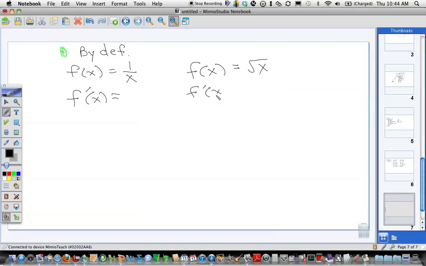Now we know what the answer should be by the power rule, right? Because we know this is x to the negative 1, and we know this is x to the 1/2. So we know what answers we should get at the end. But I want us to be able to get them by going through the long way. I guess this would be the short way now, right? This would be the long way. Okay? So you're going to do each of those. Those would be good ones to do here first. And I can help you with those if you've got questions.